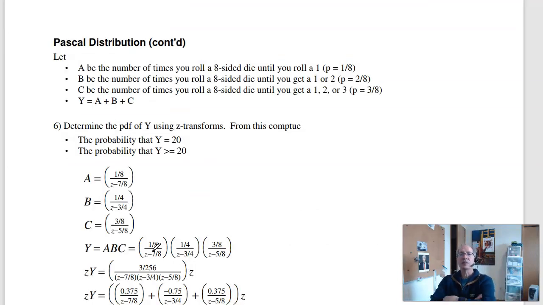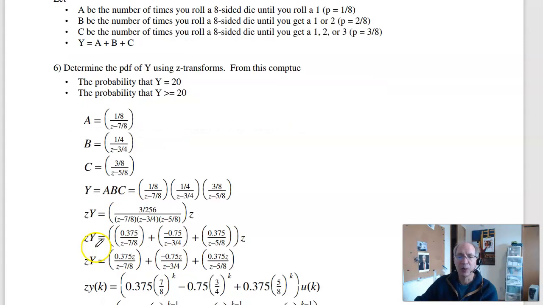Problem number 6. This is roll an 8-sided die until I get a 1, or a 2, or a 3. Count the total number of times I roll the dice. That's a Pascal distribution, in which case the Z transform is probably the easiest way to do it. Take the Z transform of A, B, and C, multiply them all together. That's the Z transform of Y.